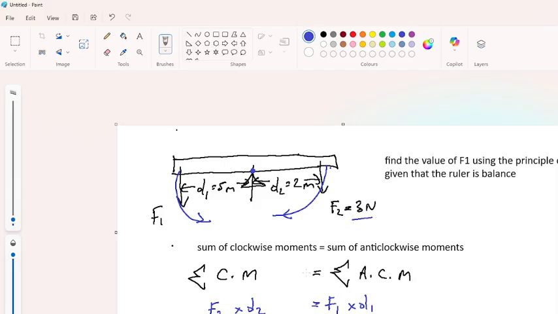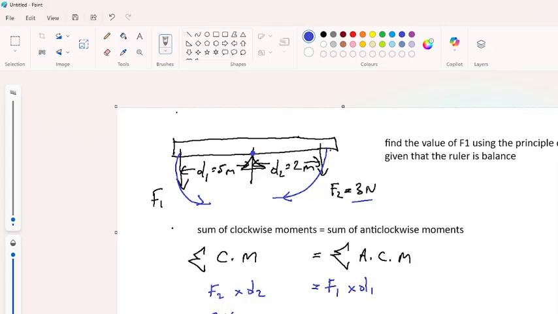So F2 is 3, D2 is 2, F1 is what we don't know, and D1 is 5. So we're going to have 5 F1 equals 6. Therefore, F1 is equal to 6 over 5 newtons, which is 1.2 newtons. So F1 needs to be 1.2 newtons to have that system in equilibrium. Take that one down, and then we're going to move on to another one.